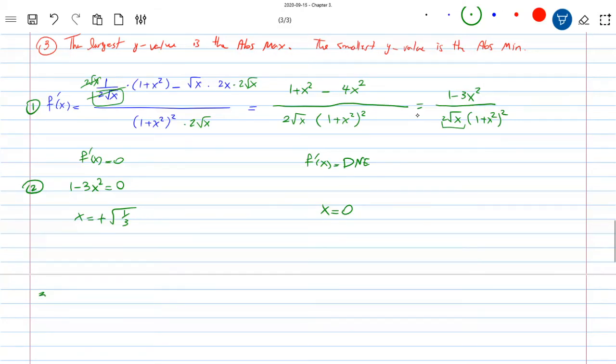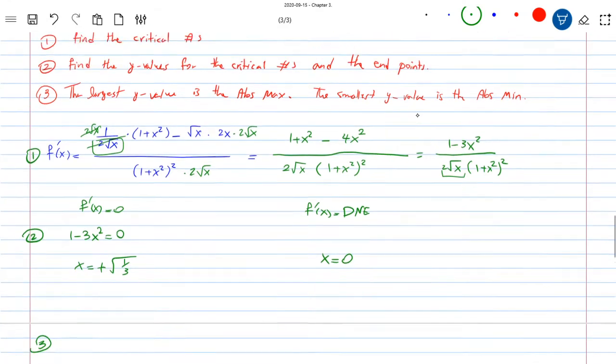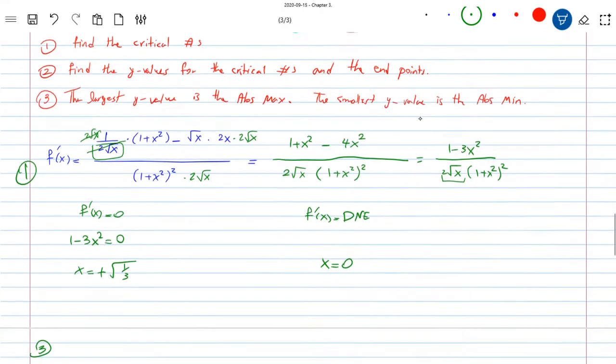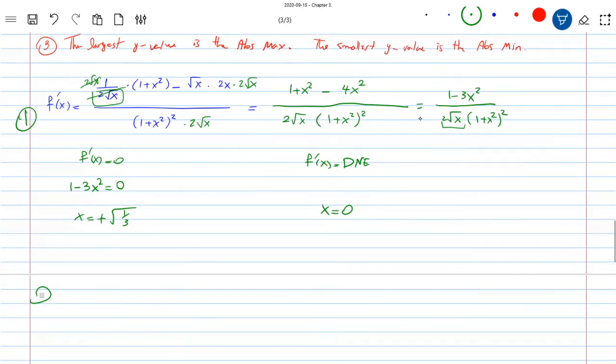Step 3, I need to find the y values. This was actually part of step 2. Find the critical numbers and their y values. Yeah, sorry, I made a mistake. This whole thing was the derivative, and finding the critical numbers was step 1. And step 2 would be to find the y values. I'll find the y values corresponding to the critical numbers, x equals root 1/3 and x equals 0. Then the endpoints are 0, so I don't need to rewrite it. x equals 2 is the other endpoint. I'll find the y value.